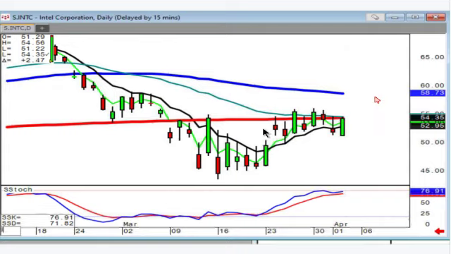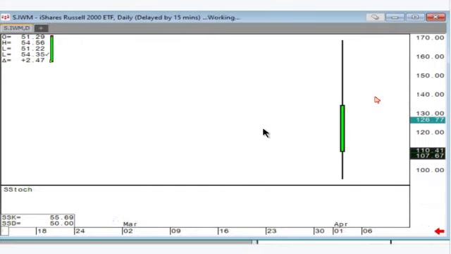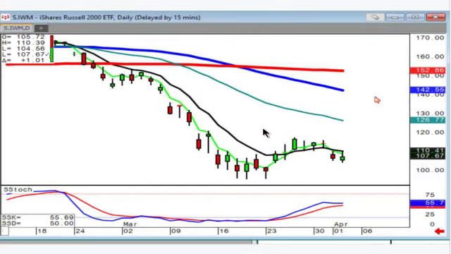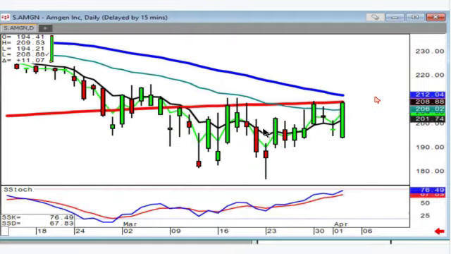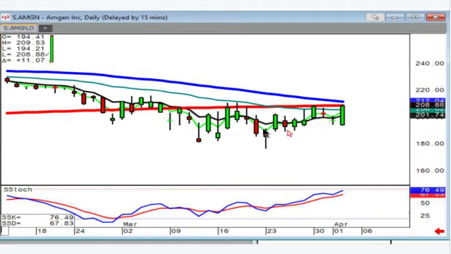The Russell, still below the T line. Assume you're in a downtrend. AMGN, big left-right combo. Not a very good-looking chart, not going anywhere, but I would definitely be a buyer kind of on a fry pan bottom if it broke out through the 50.